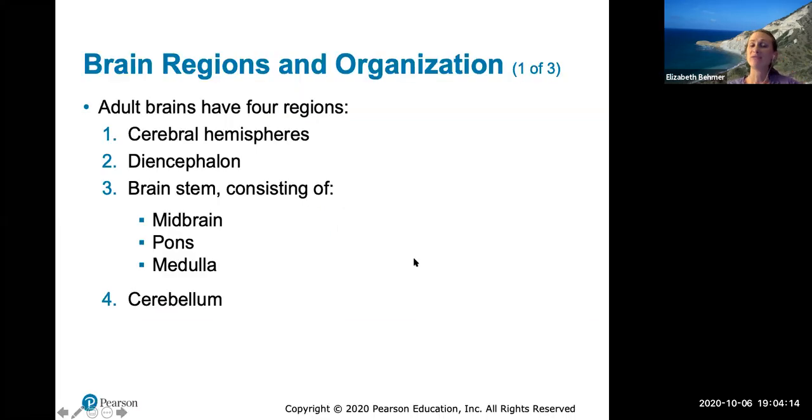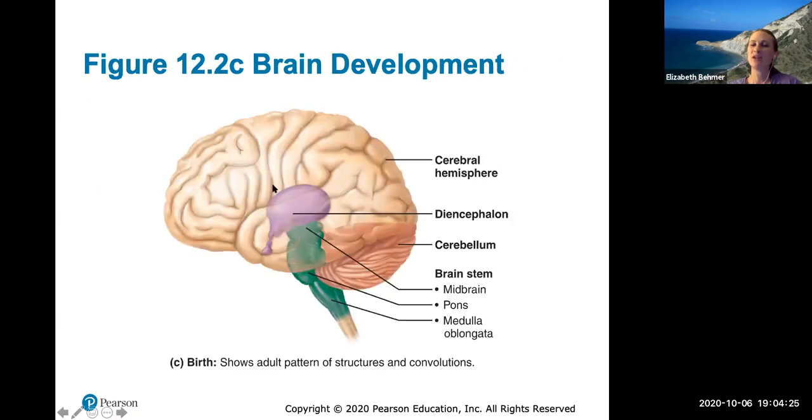The adult brain has 4 regions: the cerebral hemispheres, the diencephalon, and then the brain stem, which consists of the midbrain, the pons, the medulla oblongata, and the cerebellum. So these are the different parts: the cerebral hemispheres, the diencephalon, we'll talk about what makes that up. The cerebellum is a separate part of the brain in the back. It sits in the posterior fossa of the floor of your skull. And here's your brain stem, starting with the midbrain, the pons, and the medulla oblongata.